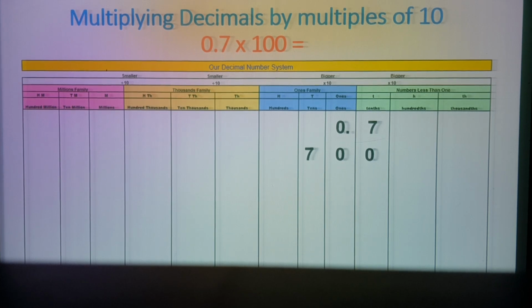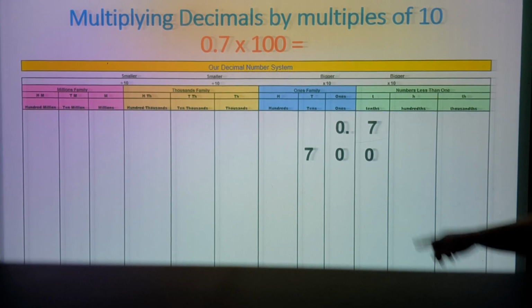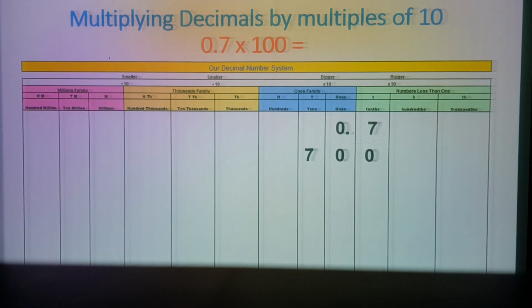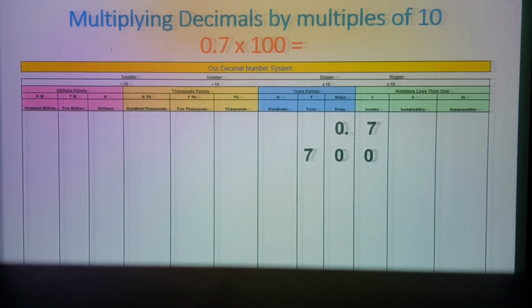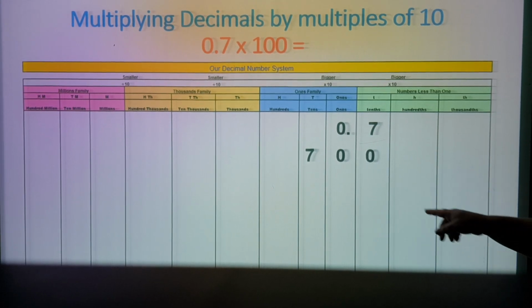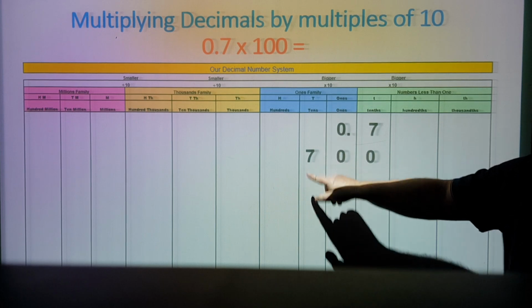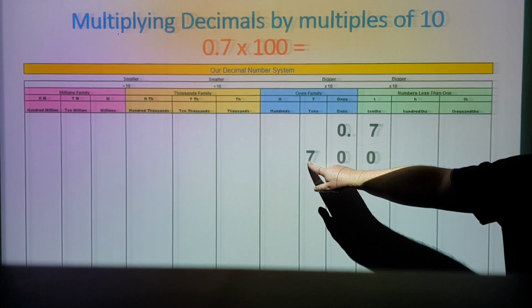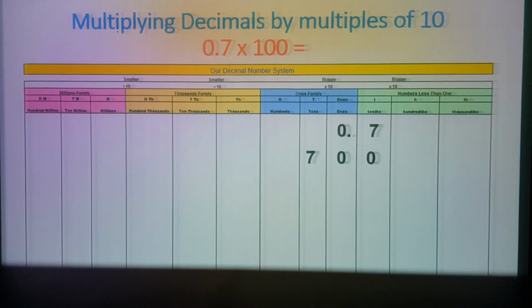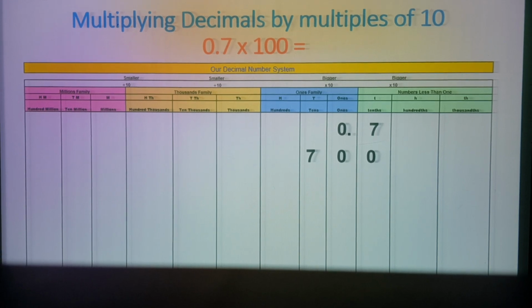So here's the example. 0.7, 7 in the tenths column. What are we doing with it? We're multiplying by 100, and it's going to move 2 columns bigger. Okay, so if we look carefully, 1, 2, and the 7 is in the tens column. So 7/10 times 100 is 70.